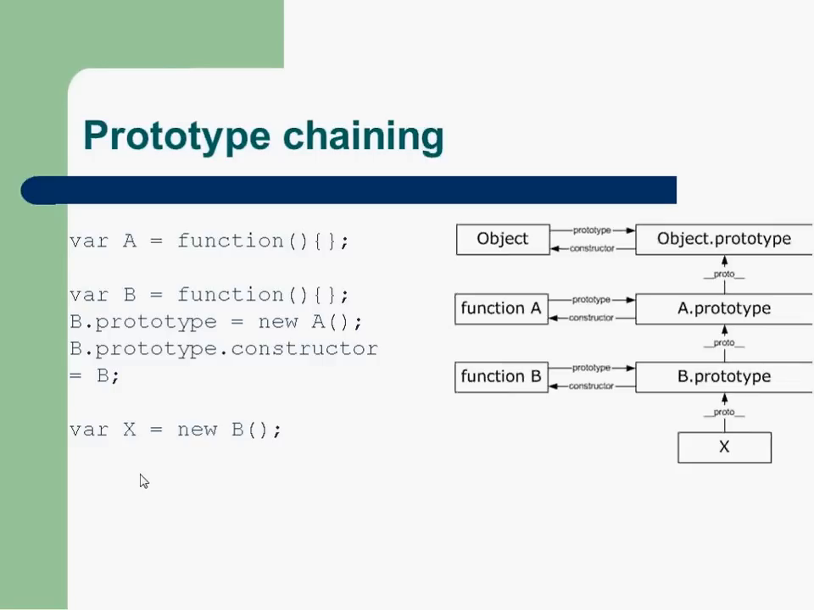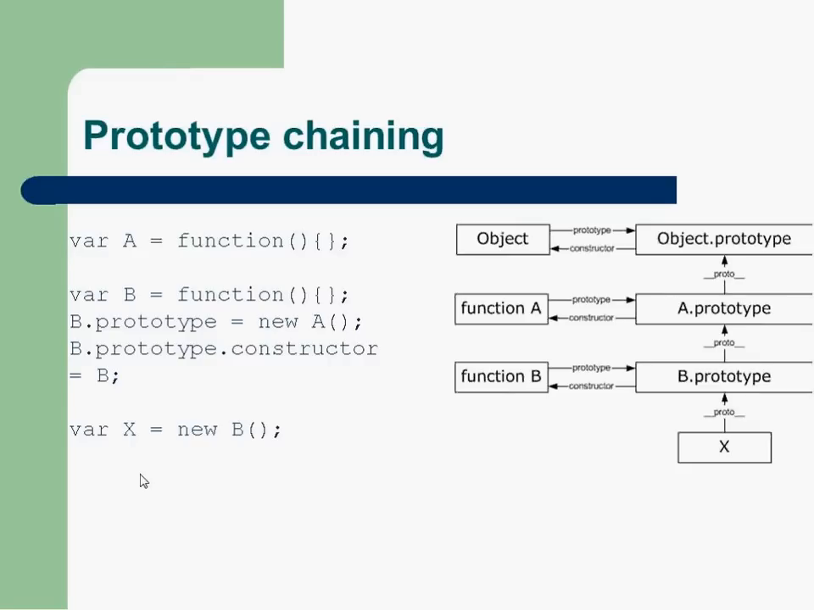So we have X, whose __proto__, we just discussed what __proto__ is. It's an object property which points to the constructor function's prototype, which is B.prototype. And then further inside, it points to A.prototype. So this is called prototype chaining. So what is there in A's prototype?